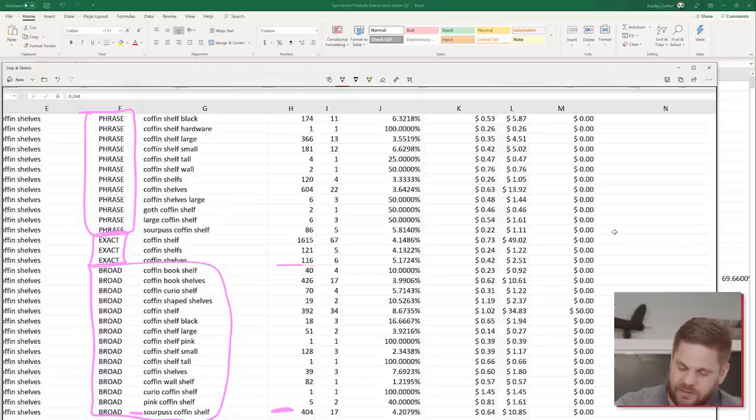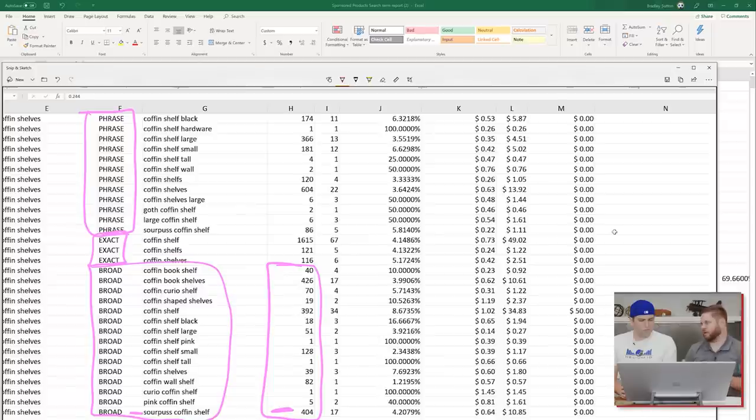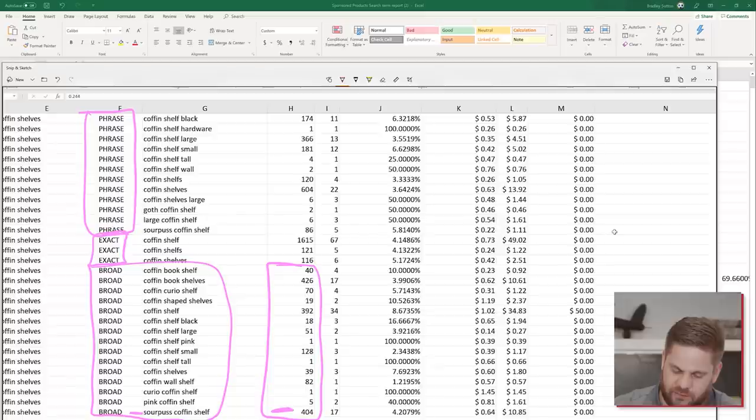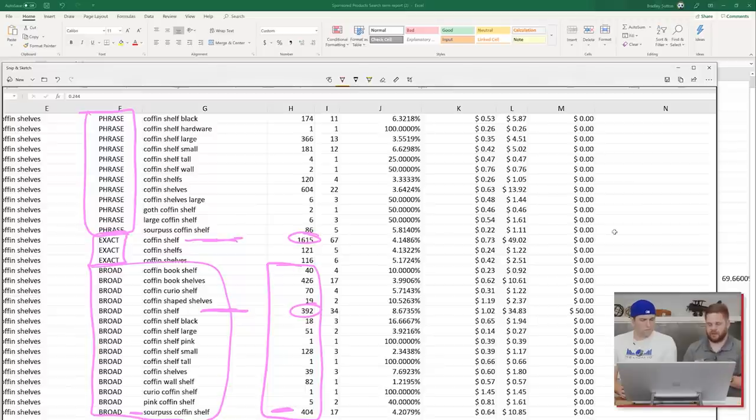So when we add all of these up, we can start to get a pretty fair idea of where a lot of these impressions are landing and that we can get some velocity going. Now, one thing to notice here, you see coffin shelf broad and coffin shelf exact, these two we're actually running at the same time and competing. So we got 1,615 on the exact and 400 on the broad. So we can add those together and say that in the same period of time, we were getting more.